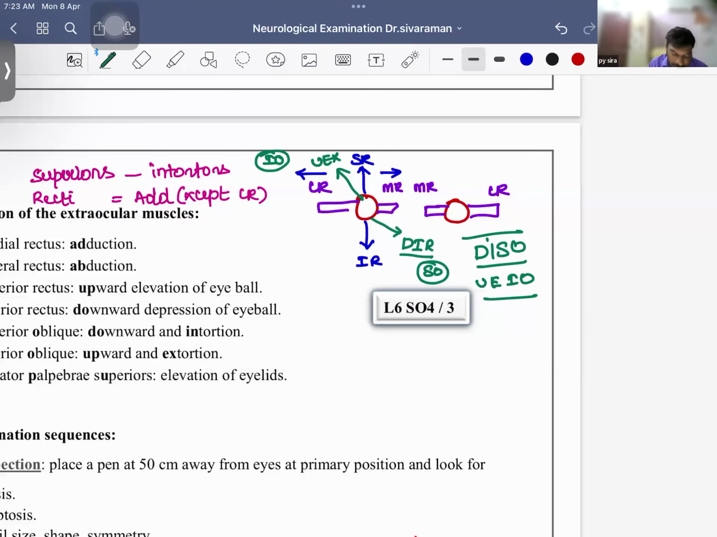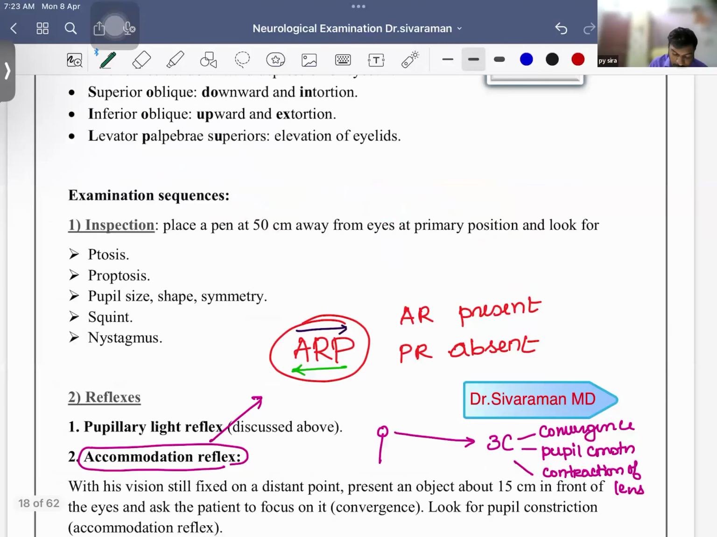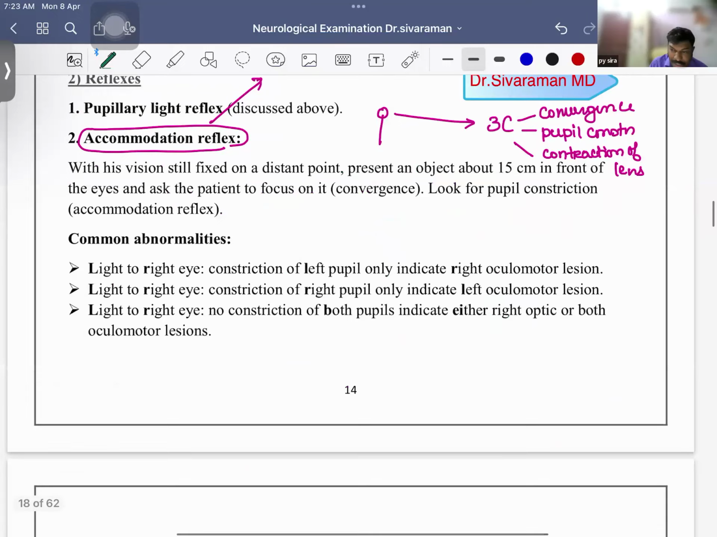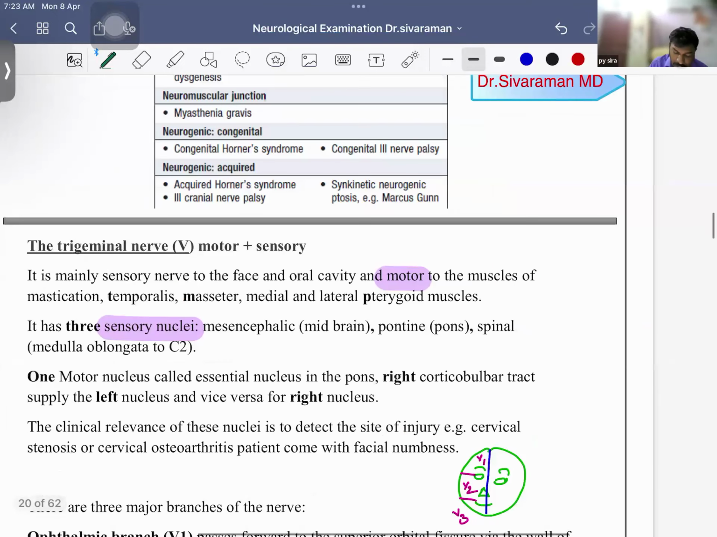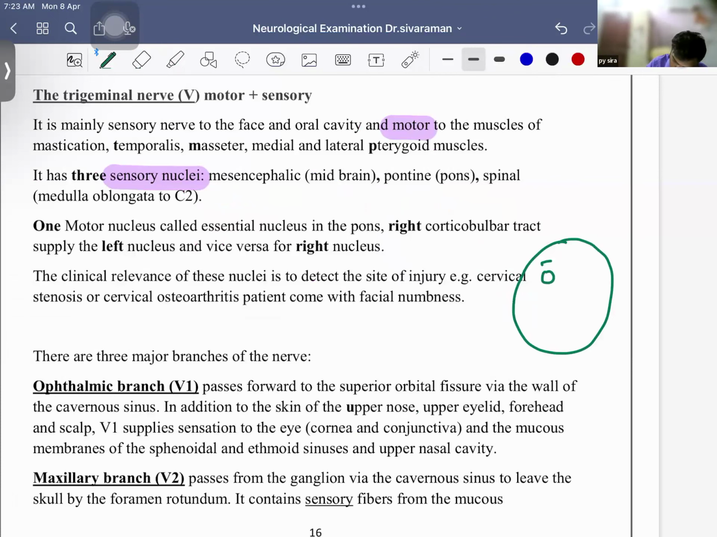This is very important. These are a few important things which I want to emphasize in the nerve. The next is coming to the fifth nerve. Whenever you are going to examine the fifth nerve, the fifth nerve has three types of nucleus.